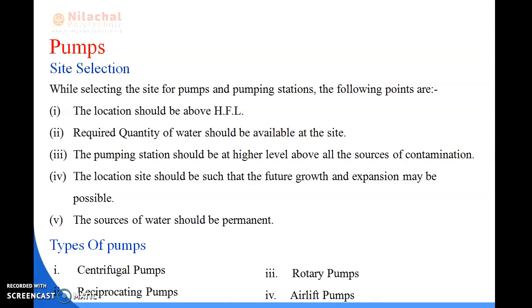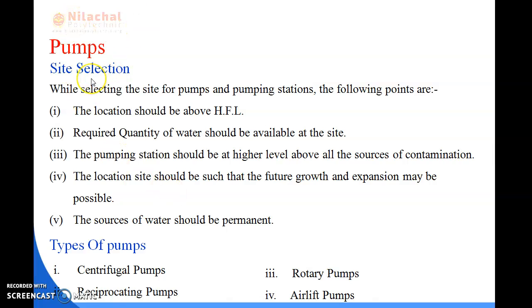What are the types of pumps? In the previous slides we have discussed intake. What do you mean by intake? What are the site locations for the intake structures? What are the types of intake? We have already discussed that. So now in this slide we will be discussing the types of pumps and site selection of the pumps.